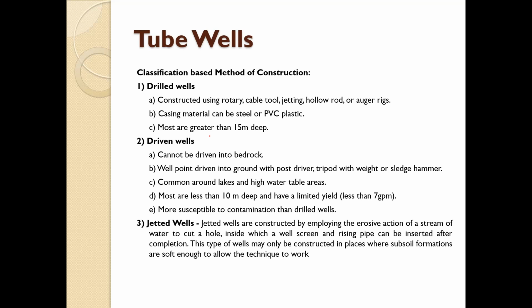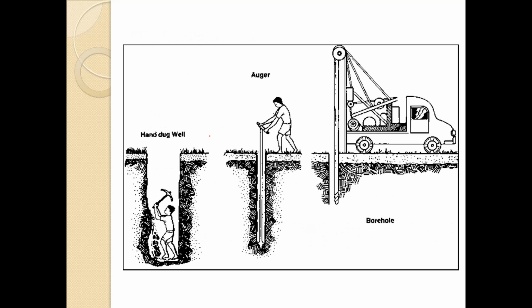The jetted well. Jetted wells are constructed by employing the erosive action of a stream of water to cut the hole, inside which a well screen and rising pipe can be inserted after the completion. This type of well may be constructed in places where the subsoil formation is soft enough to allow the technique to work. So here you can see these are the types.